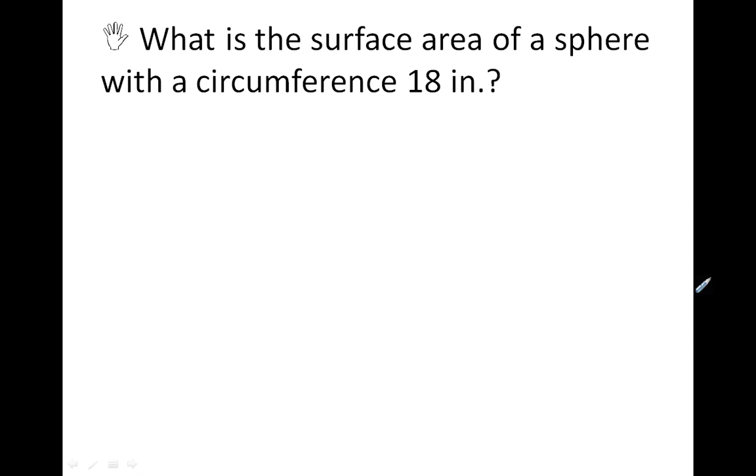Now here's another example just like that. We want the surface area of a sphere with a circumference of 18 inches. Alright, surface area is 4 pi r squared. Circumference is 2 pi r. Right? We know we're going to have 4 times pi, and we just need to find the radius. So we have 18 equals 2 times pi times the radius. Again, go ahead and divide both sides by 2, so we get 9 equals pi times the radius.